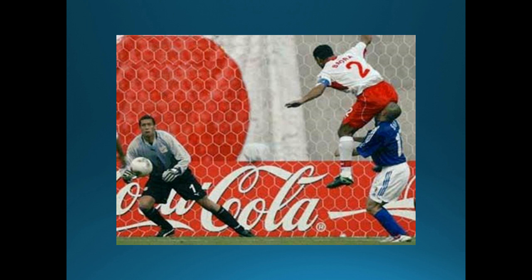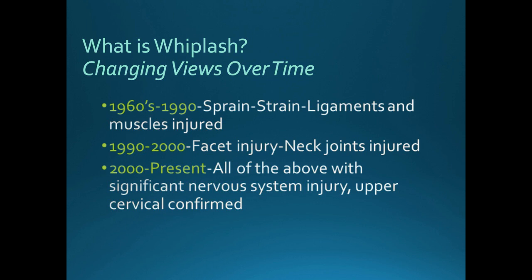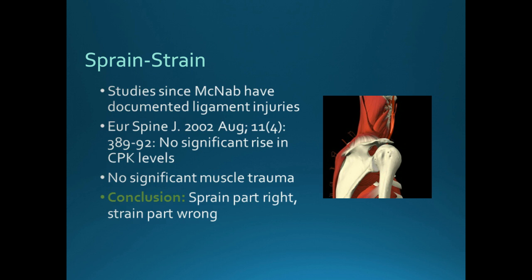Just an example that this doesn't just occur in motor vehicle accidents. Obviously, sports and other types of injuries can lead to a similar phenomenon. What's going on in whiplash? What is it? Well, over the years, there's been some changes in the name. So whether we called it a sprain, strain of ligaments, whether we called it an injury to the facet, which is a joint of the neck we'll talk about in the body of the slide deck, or whether we talk about it as a nervous system injury to muscles, nerves, ligaments, and so forth, all of this represents our understanding of what's going on in the cervical spine when it undergoes this type of trauma.